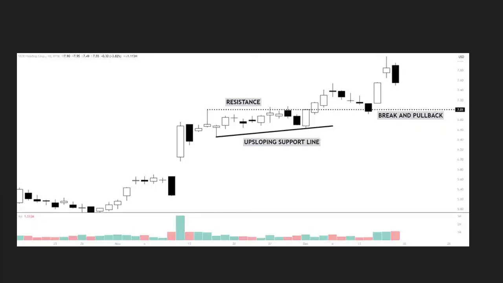The key is we just need to see increasing buying pressure on these patterns, and that's what we see because people are buying in at a higher price. They're not waiting for it to drop down.